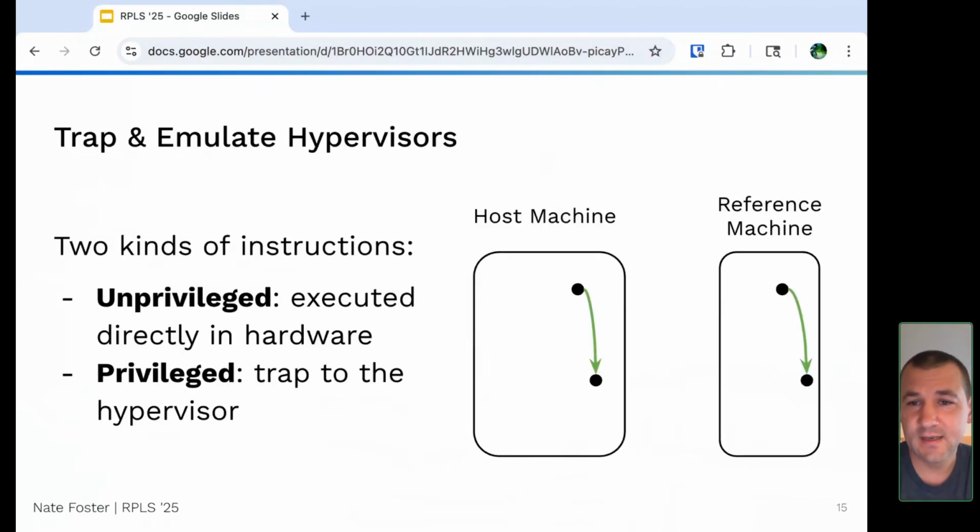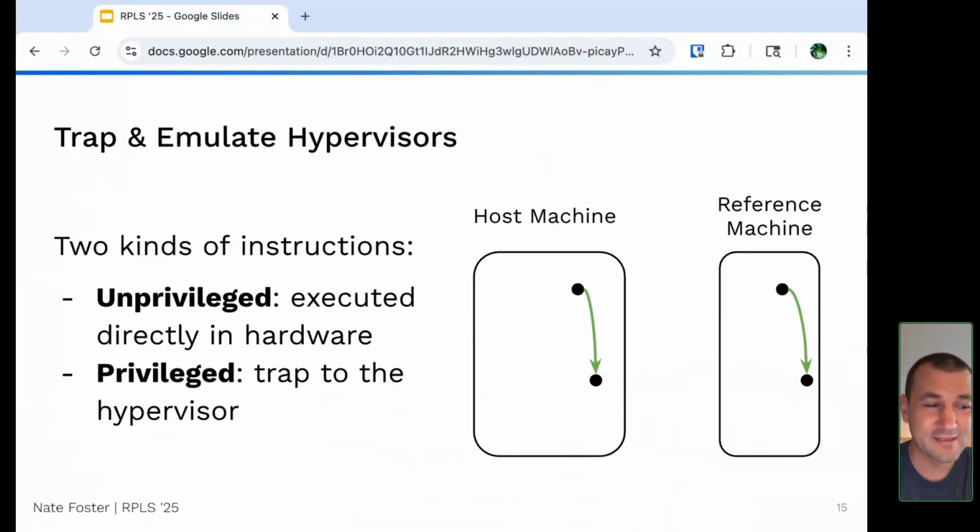And the basic idea is that we're going to split the instructions in the ISA into two categories. There's going to be unprivileged instructions, and these are going to be the ones that are safe to execute basically directly on hardware. And in fact, we'll want to do that because this is a difference between the OS and the PL community. From a functional correctness perspective, it doesn't really matter if we emulate an instruction by doing something behind the scenes or allowing it to execute directly.